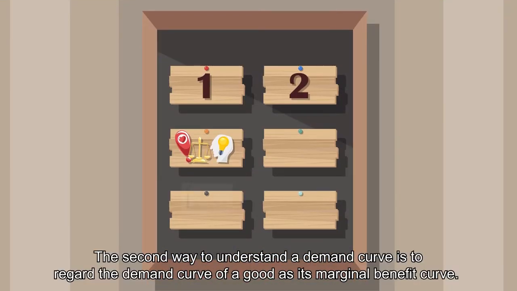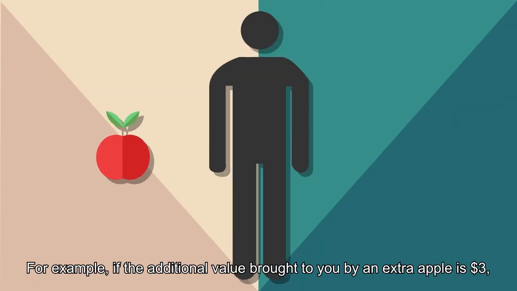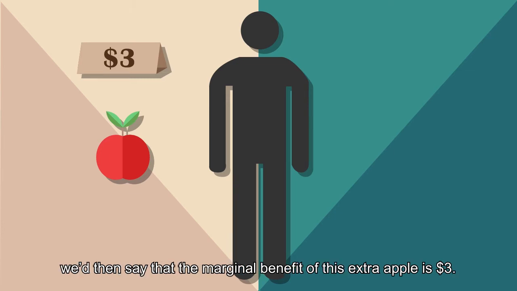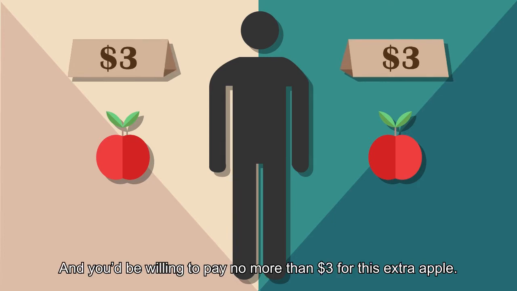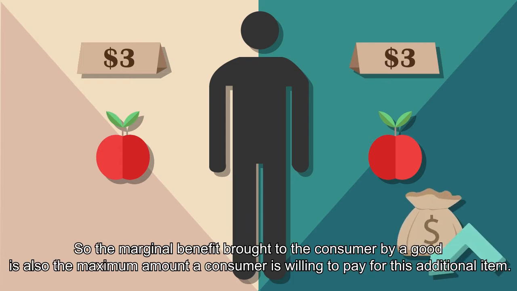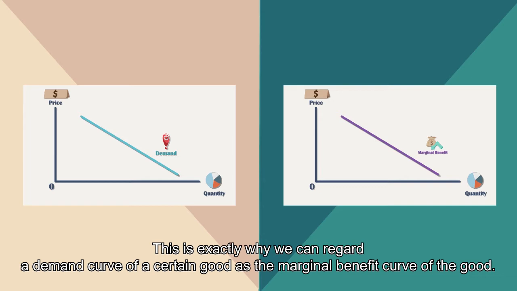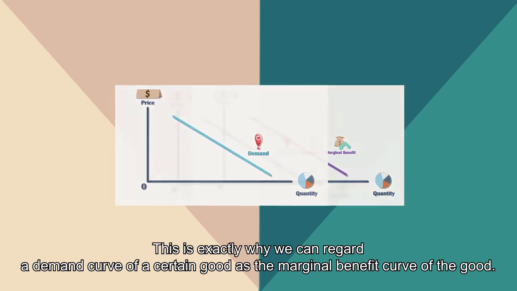The second way to understand a demand curve is to regard the demand curve of a good as its marginal benefit curve. Marginal benefit is the additional value brought to the consumer by an extra unit of the good. For example, if the additional value brought to you by an extra apple is $3, we'd then say that the marginal benefit of this apple is $3, and you'd be willing to pay no more than $3 for this extra apple. So the marginal benefit brought to the consumer by a good is also the maximum amount a consumer is willing to pay for this additional item. This is exactly why we can regard a demand curve of a certain good as the marginal benefit curve of the good.